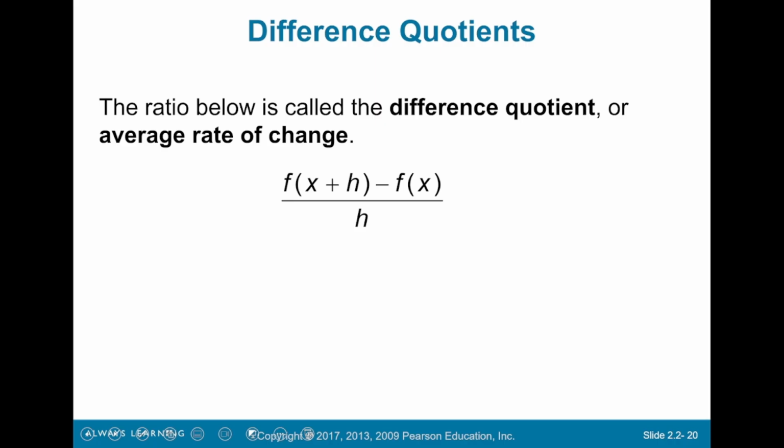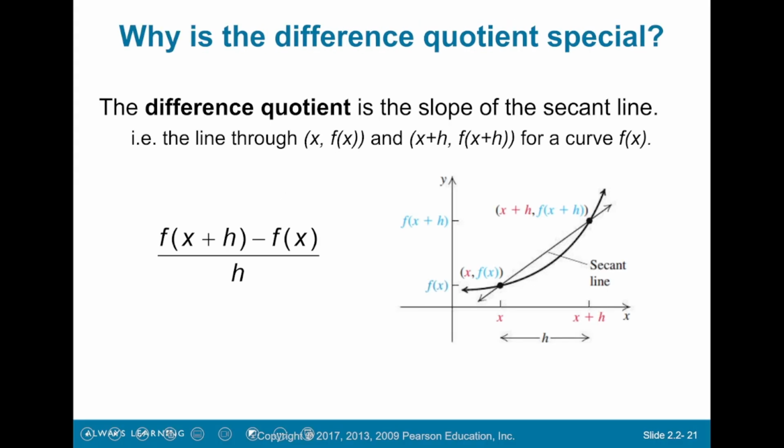So, moving on, our next topic we want to talk about is the difference quotient. So the difference quotient is actually an average rate of change formula, and it looks like this. It's f of x plus h minus f of x, divided by h. And why we care about it is because it's actually the slope of what we call a secant line.